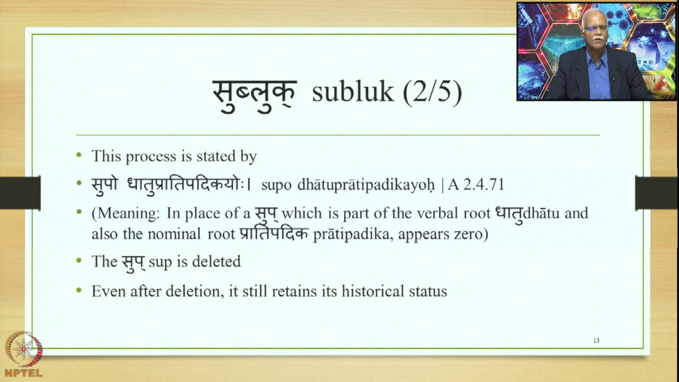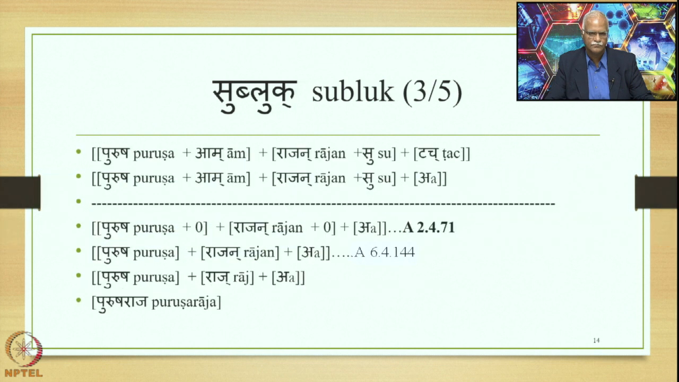We have derived the compound form Rajapurusha earlier, and that is what is being referred to now. So here we have the same derivation process, Purusha plus Am plus Rajan plus Su. This is the Alaukika Vigraha, Purushanam Raja, that is the Laukika Vigraha, and we add the suffix touch over here. And so we have Purusha plus Am plus Rajan plus Su plus A, touch is A. And then at this stage, this Am and this Su, because they are the sups, they get deleted.